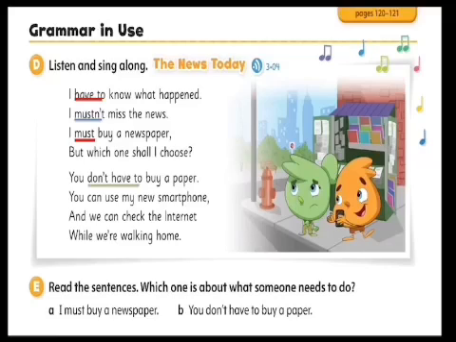Alright, let's read exercise E. Read the sentences. Which one is about what someone needs to do? When I need to do something, so I must do it. I must buy a newspaper. You don't have to buy a paper, so something is optional. You don't need to do it.